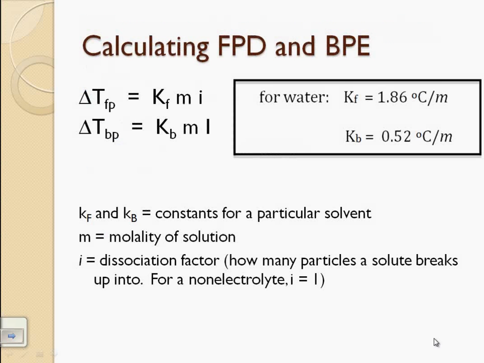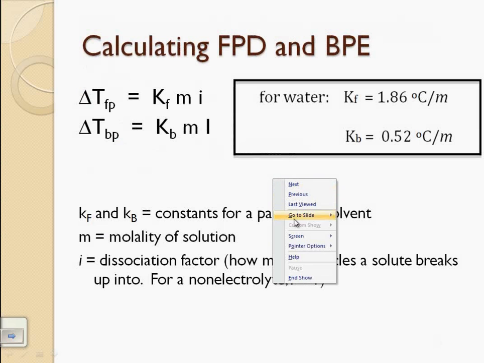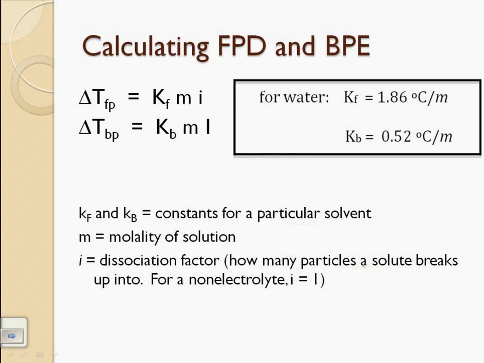Alright, the equation for solving for freezing point depression or boiling point elevation is: the change in temperature, either at freezing or at boiling, is some constant that applies for that substance. And we see the constants for water right here. This is the freezing point constant and the boiling point constant, times the molality, which we just talked about, times the dissociation factor, i. Both of these should be a small i. So the thing that's new to us is this dissociation factor. And what this means is how many particles a solute breaks up into.